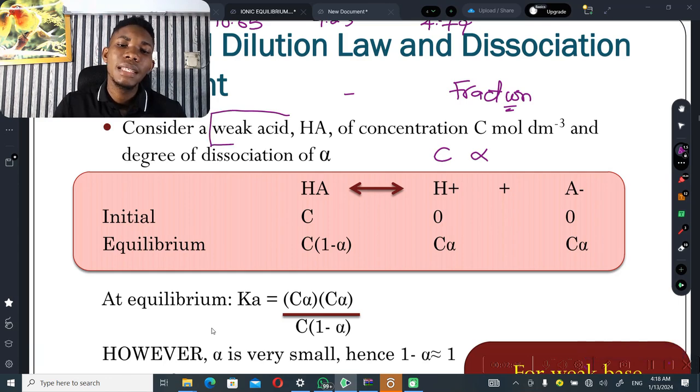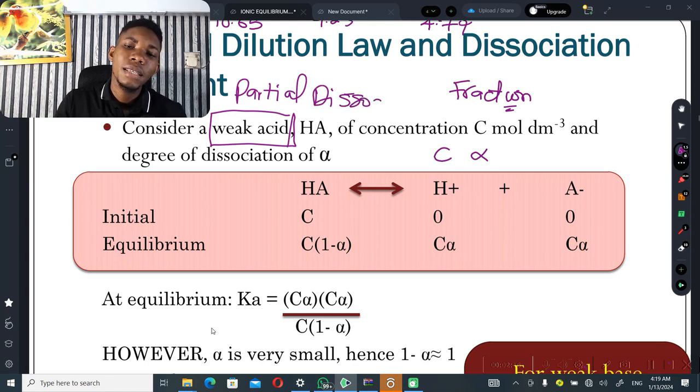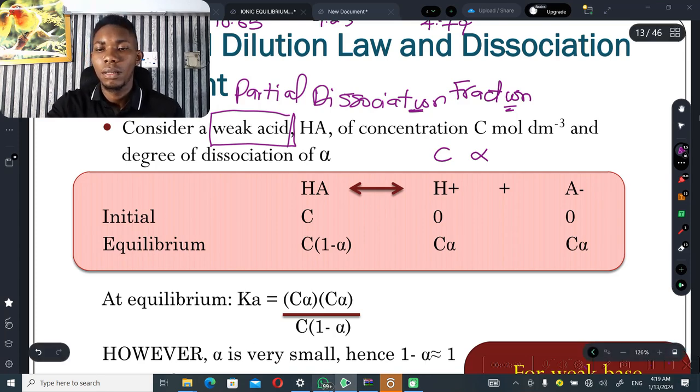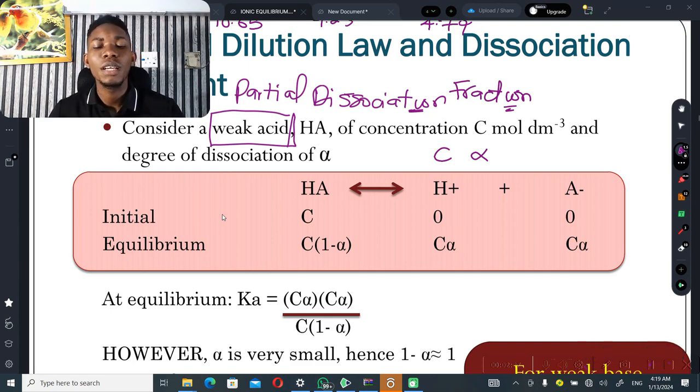Now, because it's a weak acid, you don't expect all of them to dissociate. You only expect partial dissociation. Very, very important. That is why we have to represent it with the fraction that dissociated. So initially, before the reaction starts, the concentration of C still remains C.